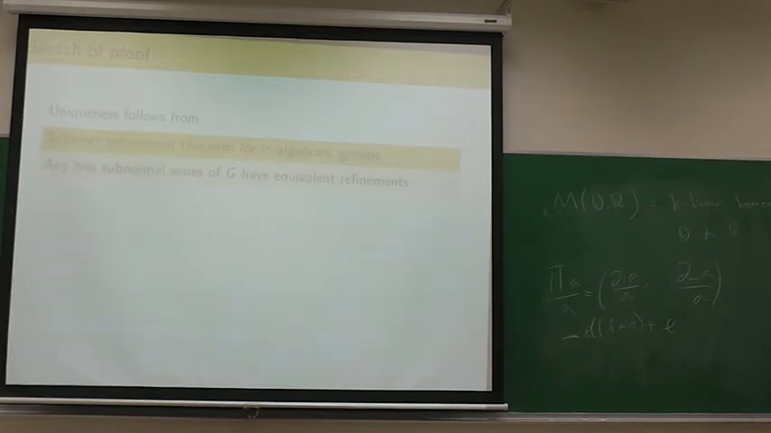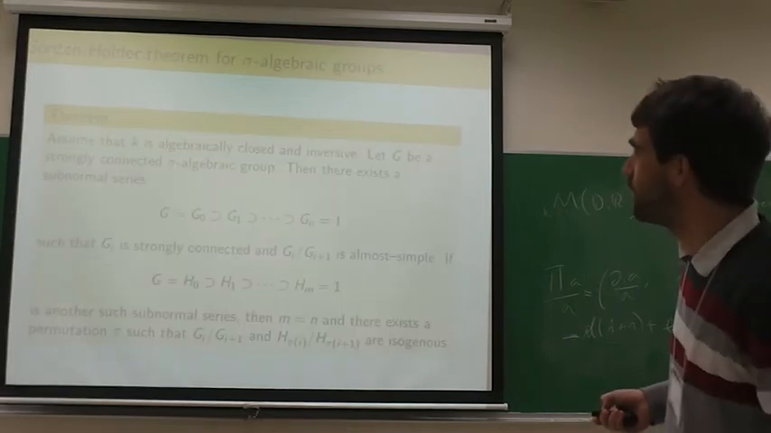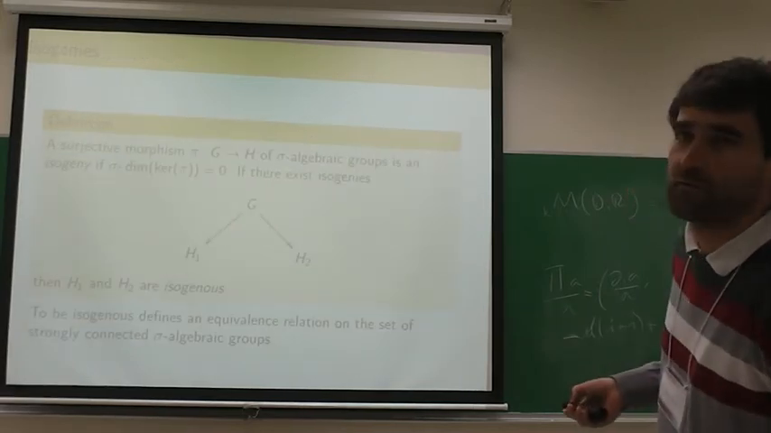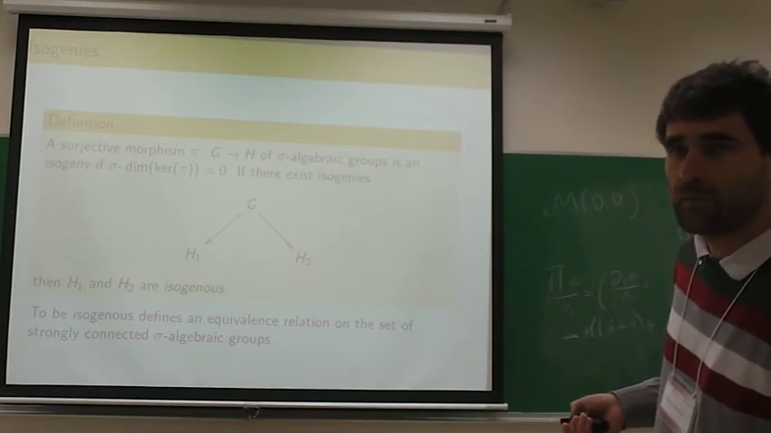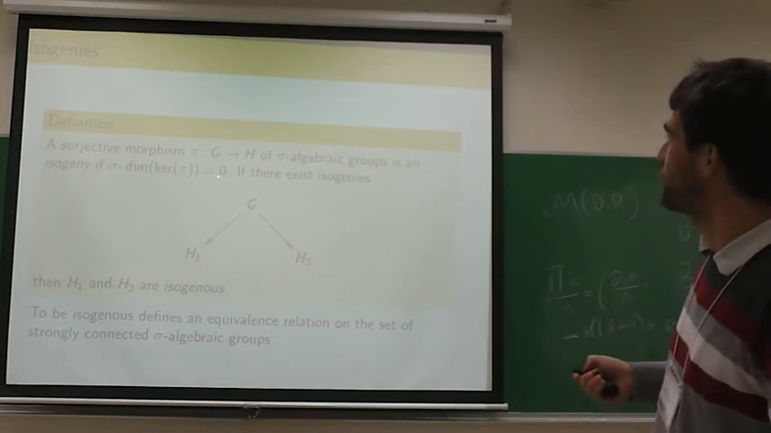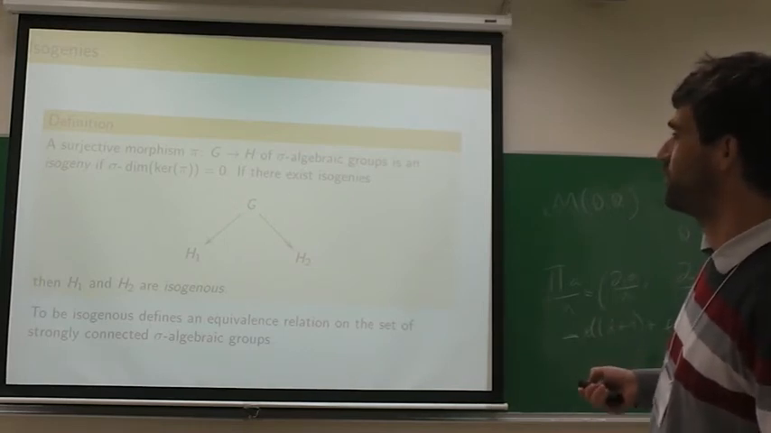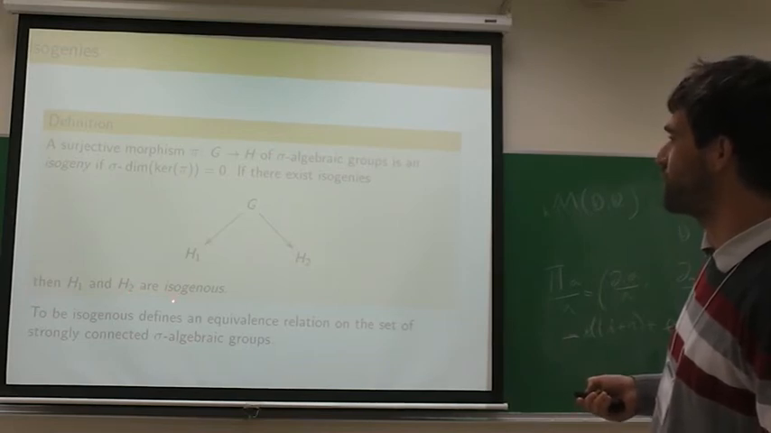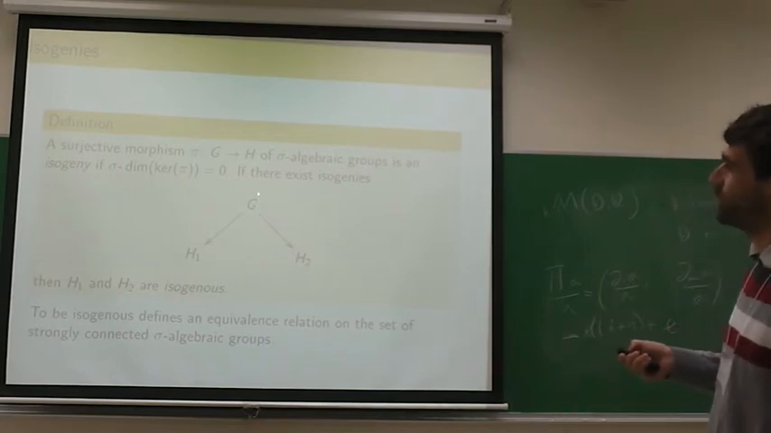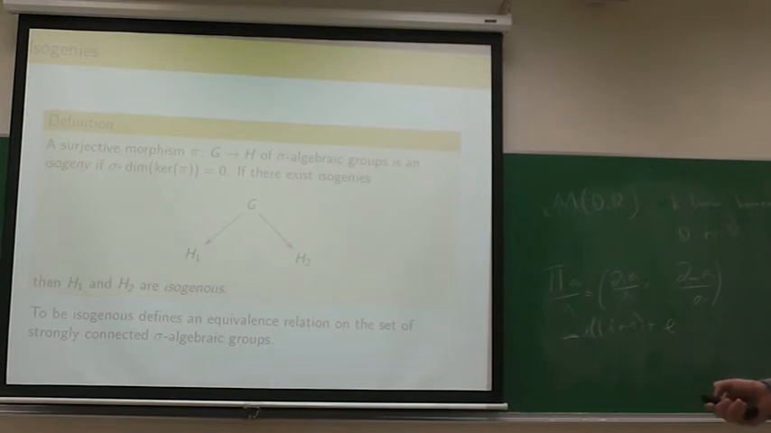Excuse me. In the definition of isogeny, you have a G and an H1 and an H2, right? Yes. So now you're giving the two quotients. So what is G? You say that H1 and H2 are isogenous if there exists a G together with isogenies. There exists a G. Oh, yeah. Right.